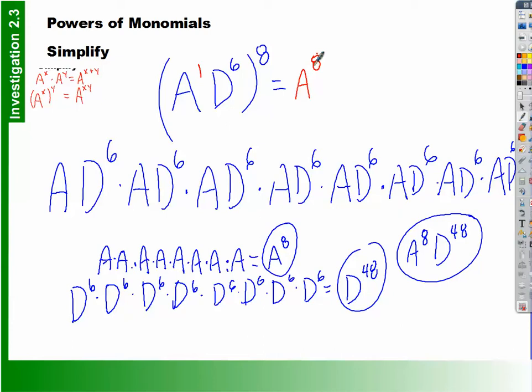d to the 6th to the 8th power. What do I do with the exponents? Okay, so I end up with d to the 48th. Now, this is a whole lot faster than doing what we did right here, is it not? Okay, so we can start applying the rules.